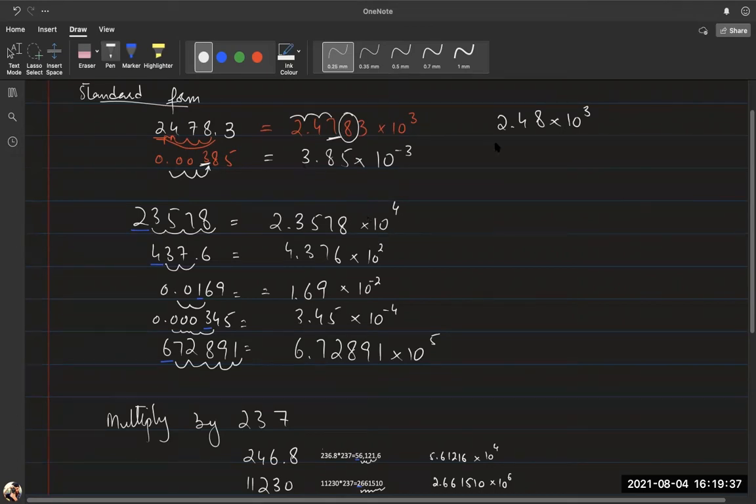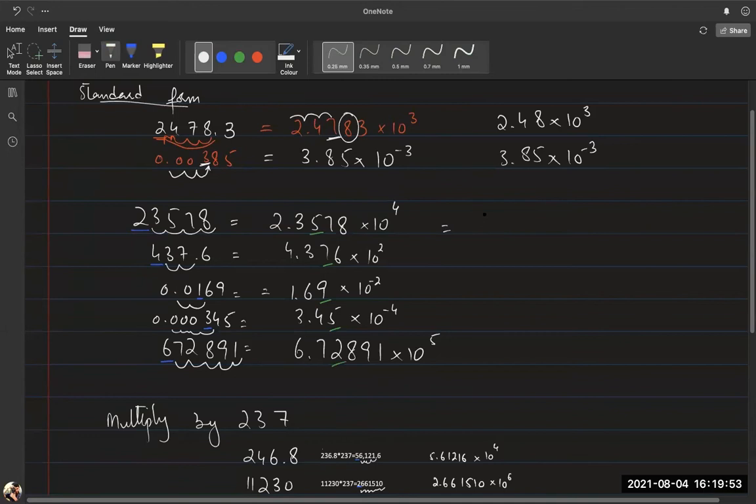Similarly, this one is already to 3 significant figures. We just have 3 digits, so that's good enough. Let's look at this one. What is the third significant digit? Over here is this, over here is this, over here is this, this. Okay, so let's approximate them.